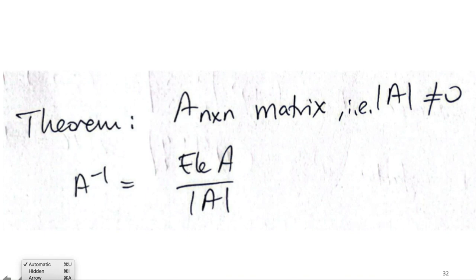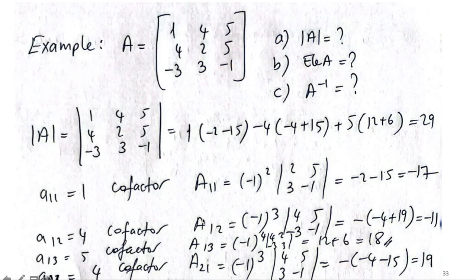And we have a theorem here. This theorem simply says that for an m by n matrix, the inverse of the matrix is given like this if the determinant of A is not equal to 0. Then we can actually calculate the inverse of a matrix. Here's one immediate example. Let's see how we can actually calculate the inverse of a matrix.